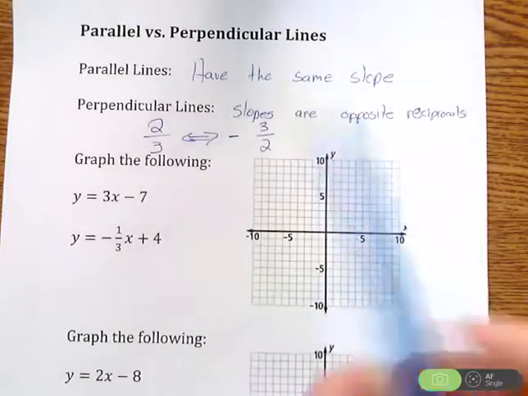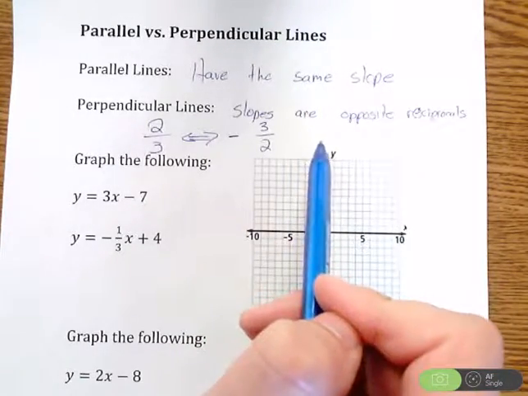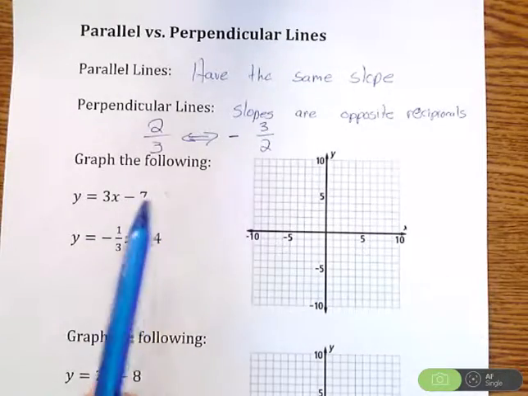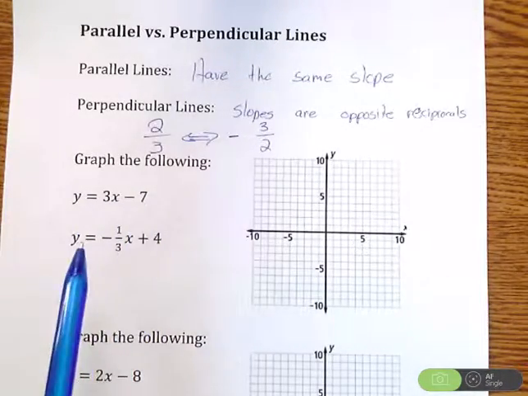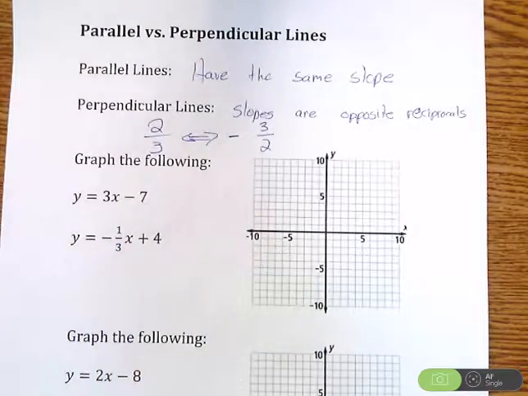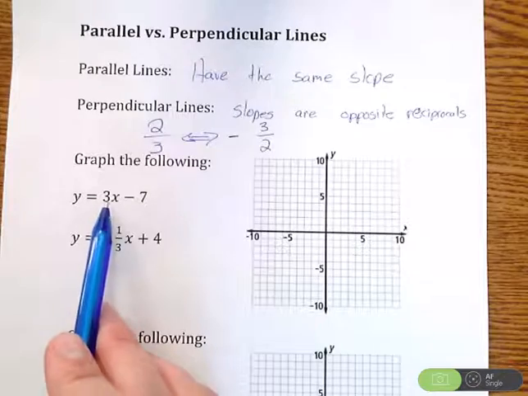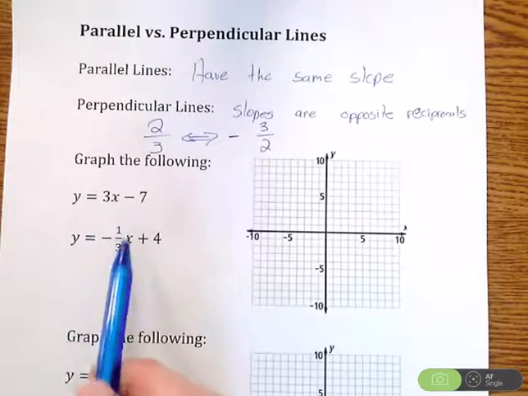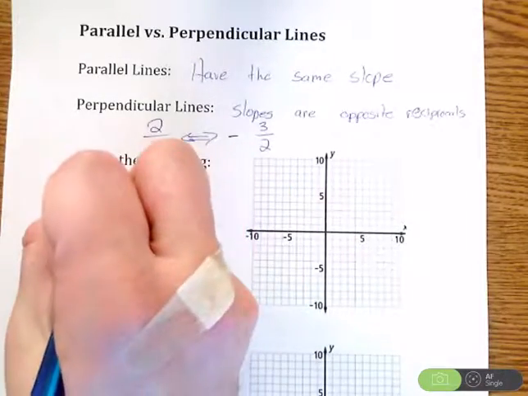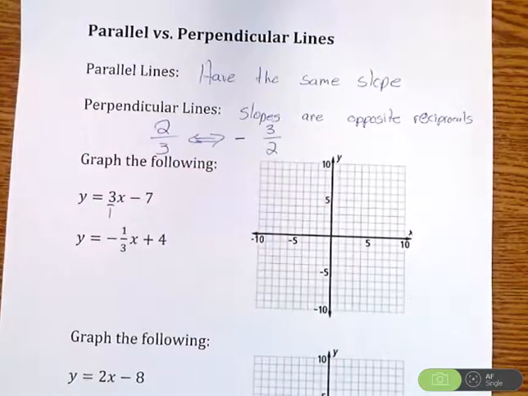So I could tell you what parallel and perpendicular lines look like, but instead I want to make a few graphs just showing you what parallel lines look like and what perpendicular lines look like. For my first problem here, I'm going to graph the following: y equals 3x minus 7 and y equals negative 1 over 3x plus 4. Just looking at these, I'm looking at the slopes. The slope of my top line is 3. The slope of my bottom line is negative 1 over 3. Remember, this top one is like 3 over 1.